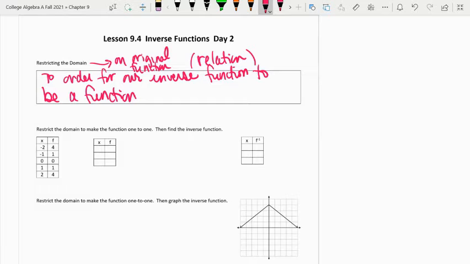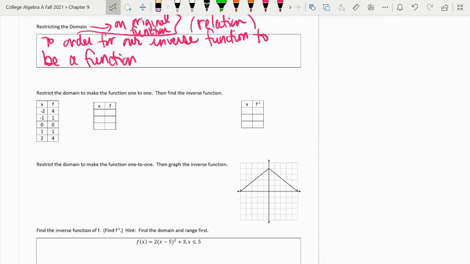in order for our inverse to be a function. So we're going to restrict the domain on this function. So this is a function when x is -2, y is 4, x is -1, y is 1, 0, 0, 1, 1, and 2, 4. Each x has a y.